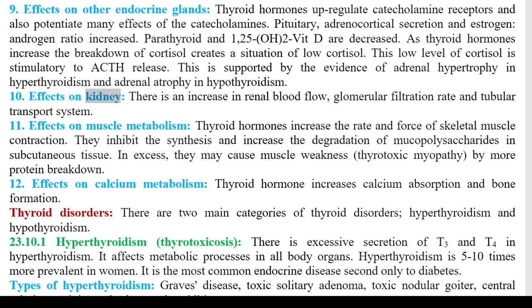10. Effects on kidney. There is an increase in renal blood flow, glomerular filtration rate, and tubular transport system. 11. Effects on muscle metabolism. Thyroid hormones increase the rate and force of skeletal muscle contraction. They inhibit the synthesis and increase the degradation of mucopolysaccharides in subcutaneous tissue. In excess, they may cause muscle weakness, thyrotoxic myopathy, by more protein breakdown.